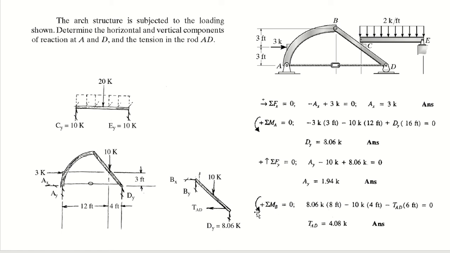And finally summation of moment about point B is equal to 0. It's up to you, either you can take this segment or this segment. This segment is easy because only Dy is here, so we are taking this segment, right? Take bending moment about this point equal to 0. So you are left with 10 kip and this Dy. So Dy into 10 kip minus TAD. So from here you will get the value of TAD, which is 4.08 kip. So this is the solution of this arch, right?